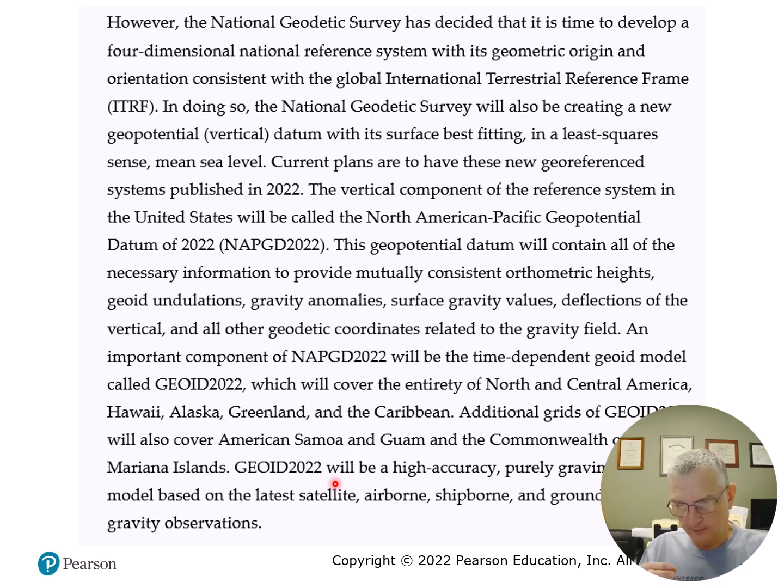So the takeaway there is we're after orthometric heights. Now, we synonymously use the term orthometric heights with elevations. So an NGVD 29 published elevation is an orthometric height, but it's based on the 29 adjustment of mean sea level. An NAVD 88 orthometric height is based on that datum. And we'll now be using elevations or orthometric heights that are off of NAPGD 22.